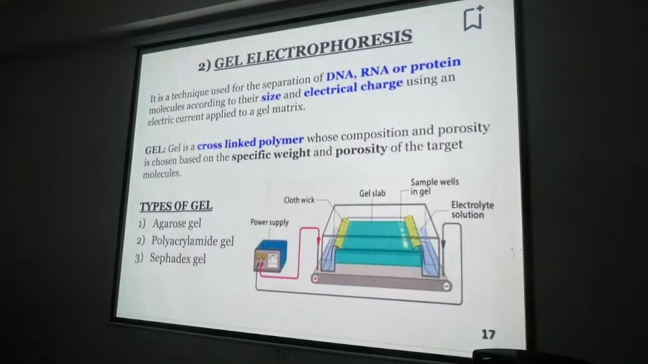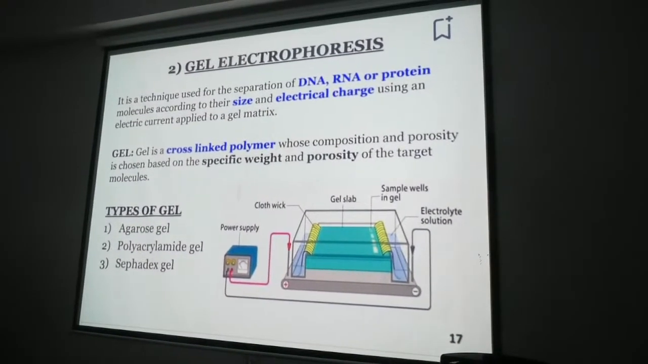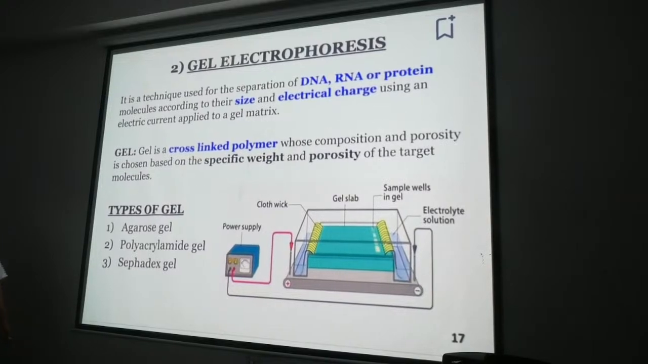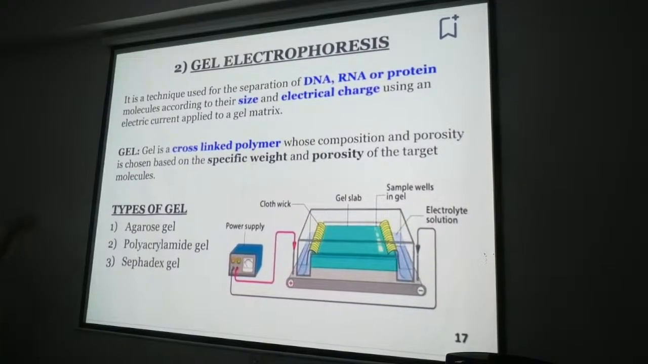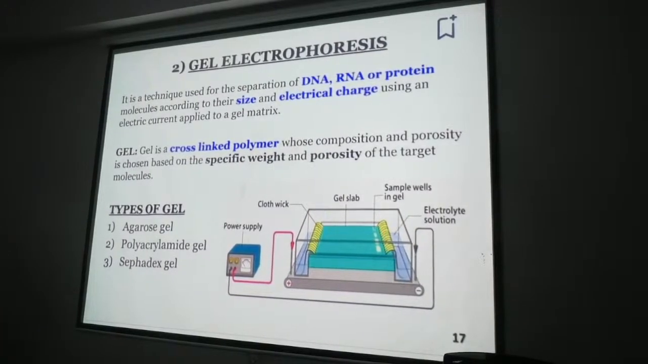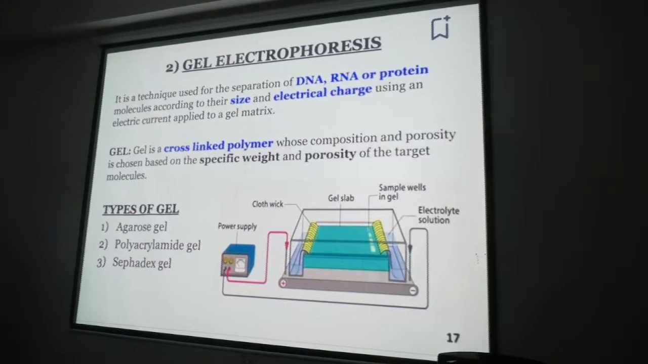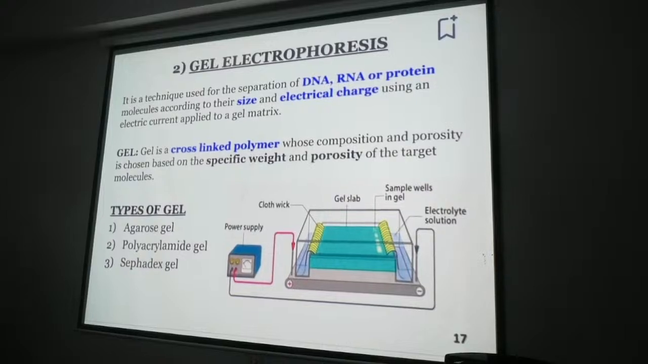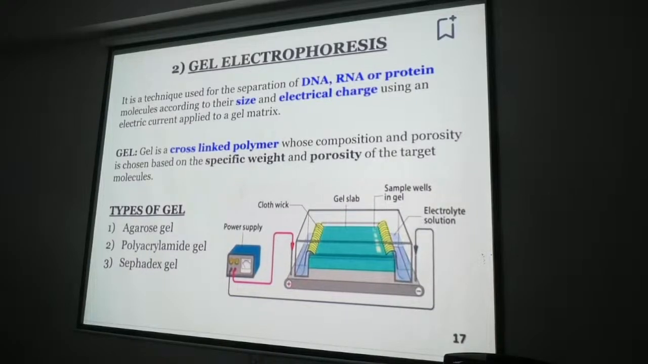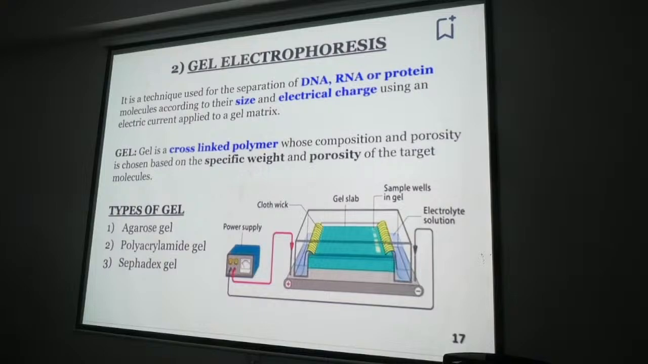Gel electrophoresis is the technique used for separation of DNA, RNA or protein molecules according to their size and electrical charge, using an electric current applied to the gel matrix. Gel is a cross-linked polymer whose composition and porosity is chosen based on the weight and size of the target molecules. Types of gel: agarose gel, polyacrylamide gel and Sephadex gel.